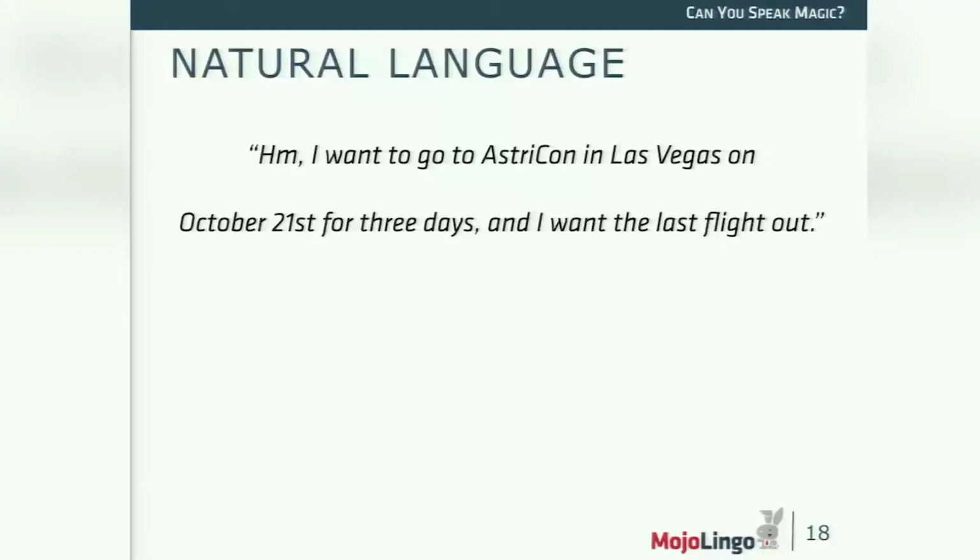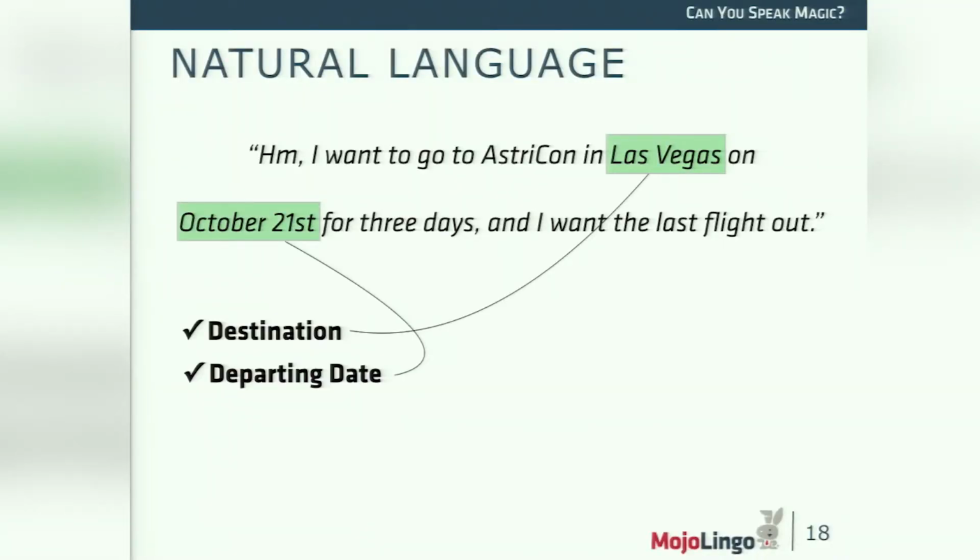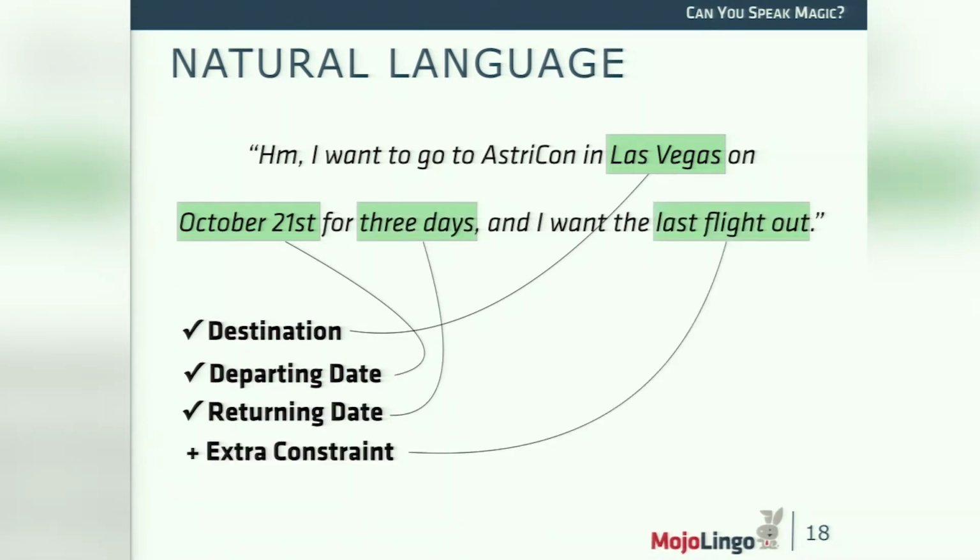Okay, Ben. I understand you want to leave Atlanta for Las Vegas on October 21st, returning October 24th. And you also want the early flight home. Do I have that right, Ben? That's correct. Thanks, Allison.